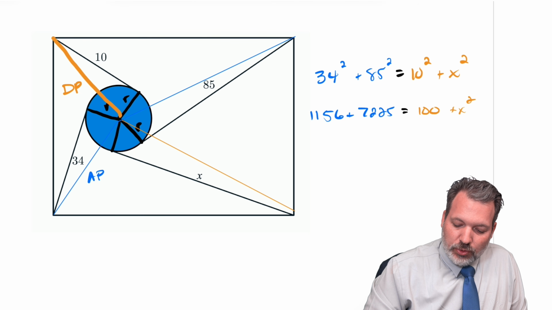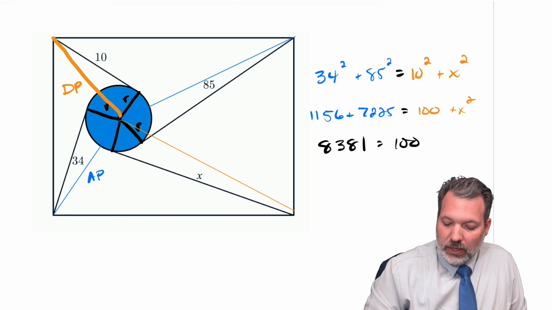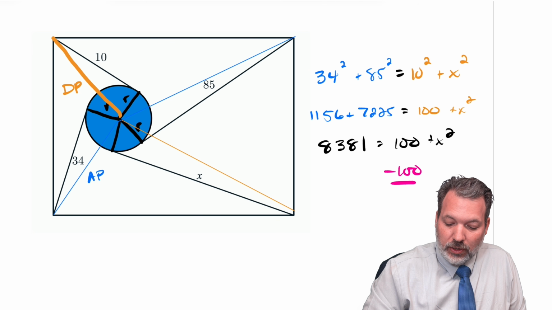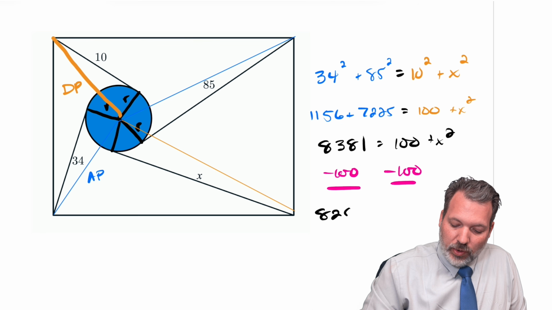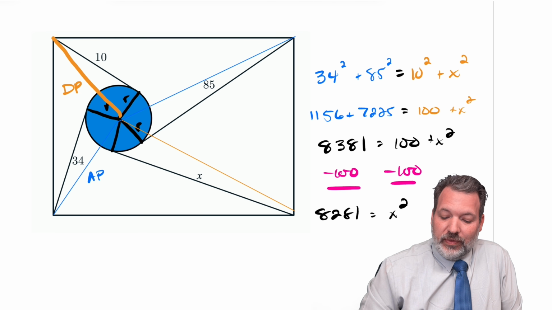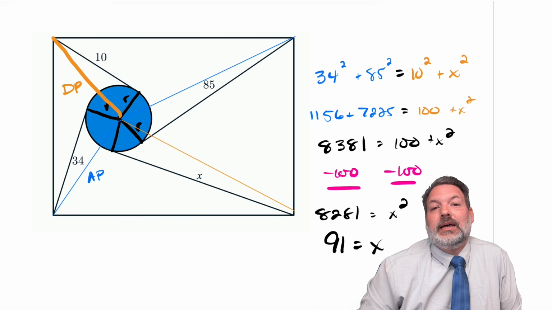1156 plus 7225 is 8,381 equals 100 plus x squared, and then we are just subtracting 100 on each side here to get that x squared must be the same thing as 8281. If we take the square root of that, we get our answer here for x, 91.